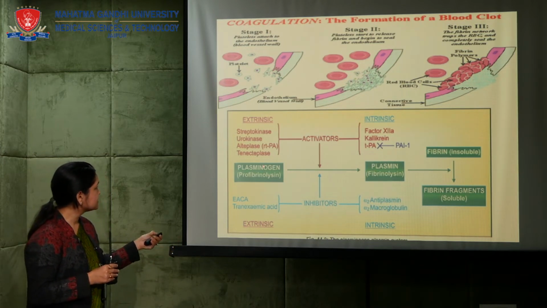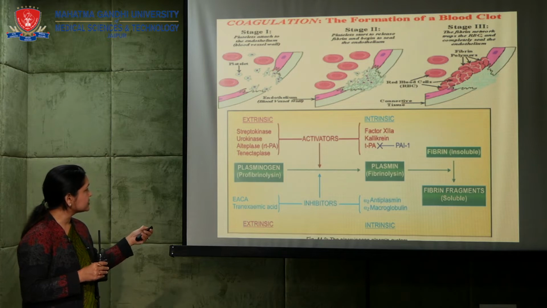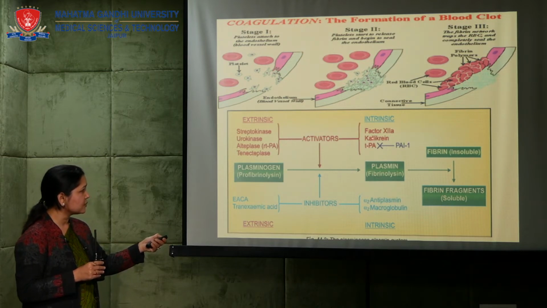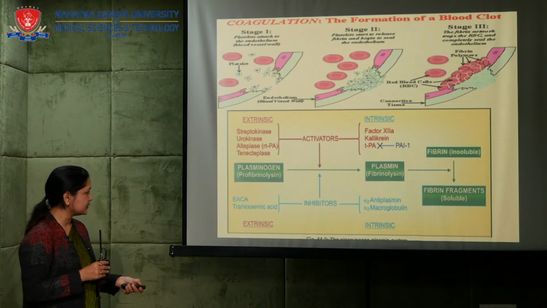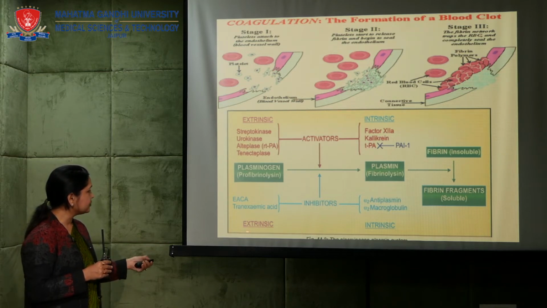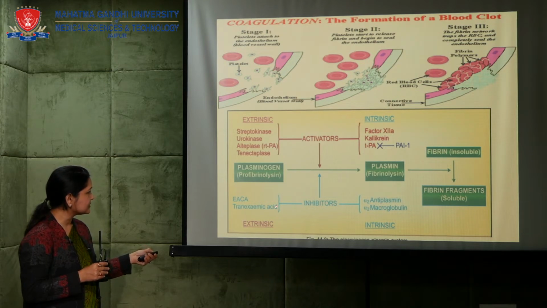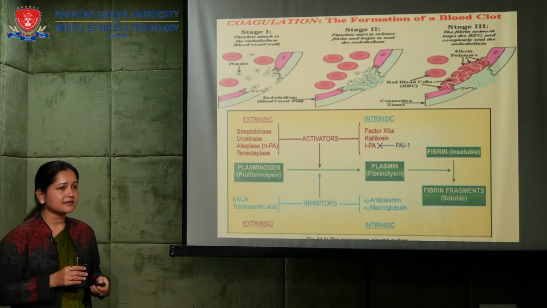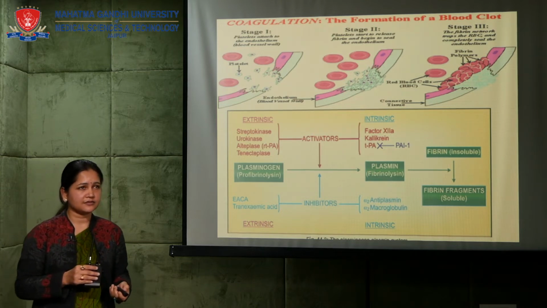So these are the fibrinolytic drugs. You have streptokinase, urokinase, alteplase and tenecteplase. They work by converting plasminogen to plasmin in a similar mechanism as tissue plasminogen activator. Then you have these antifibrinolytic drugs like epsilon aminocaproic acid and tranexamic acid. They inhibit plasminogen from converting to plasmin, and they act as an antidote to these fibrinolytic drugs.